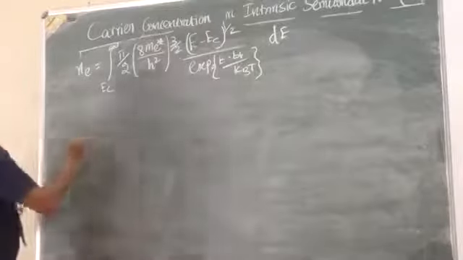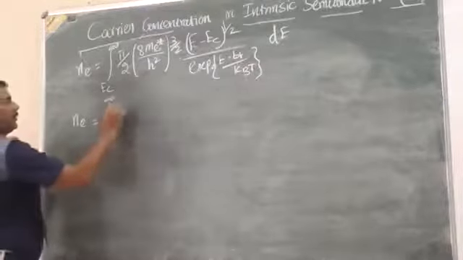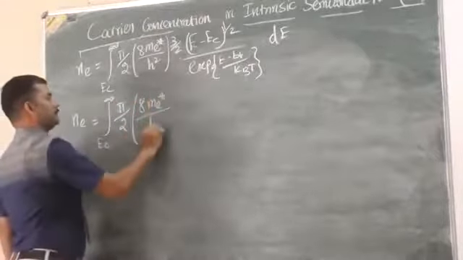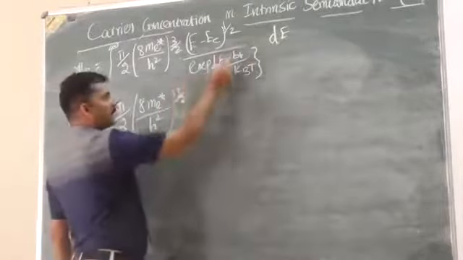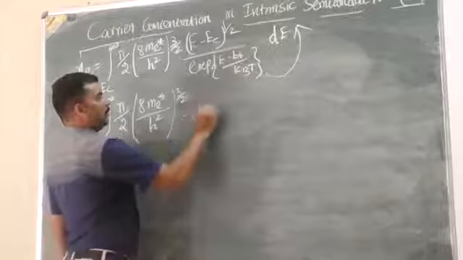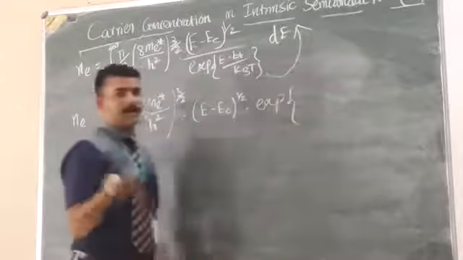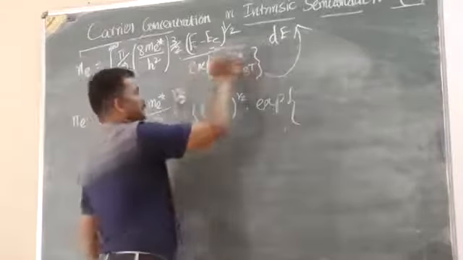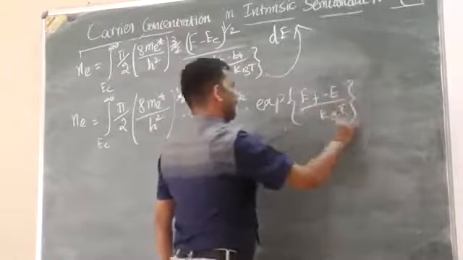Right. Our next step will be Ne equals the integral from Ec to infinity of pi by 2 into (8 me star by h squared) whole power 3 by 2. The denominator term, exponential of (E minus Ef) by kBT, should go to the numerator. So (E minus Ec) whole power half into exponential of (Ef minus E) by kBT. It is very simple: when the denominator term goes to the numerator, you simply interchange the term.